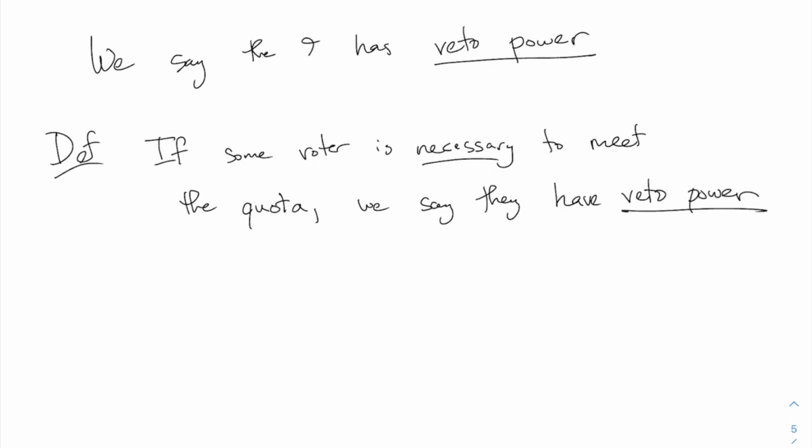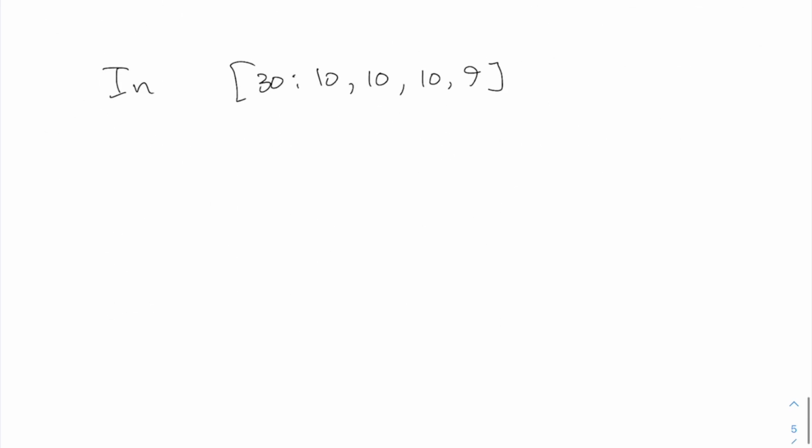All right. So these are the 3 simple ways of looking at power in a weighted voting system: dictator, dummies, and veto power. The veto power is a little more complicated than the other 2. So for example, in this one here, same example that I've mentioned a few times so far: 30, 10, 10, 10, 9. We already said no dictator, and then the 9 is a dummy.